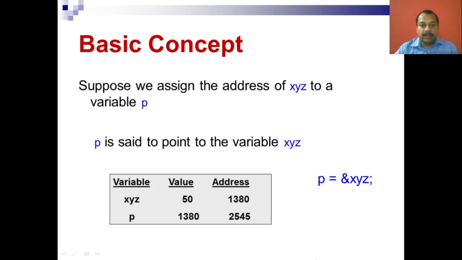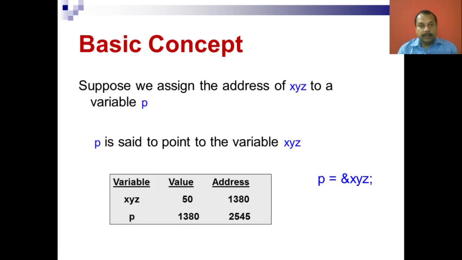Okay, so in this table I am showing that. Here the variable is xyz, its value is 50, its address is 1380. Next, in order to store the address of xyz, that is 1380, I am declaring another variable p, and it will store 1380, which is the address of xyz. And since p is a memory location storing 1380, it must have some address. So the address of p is 2545. I am assuming that.